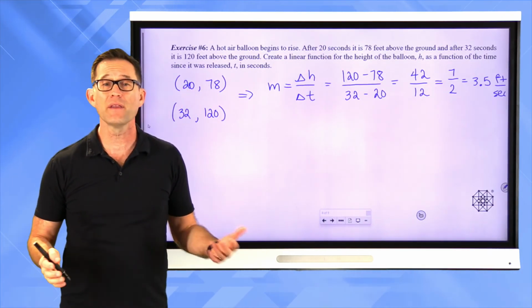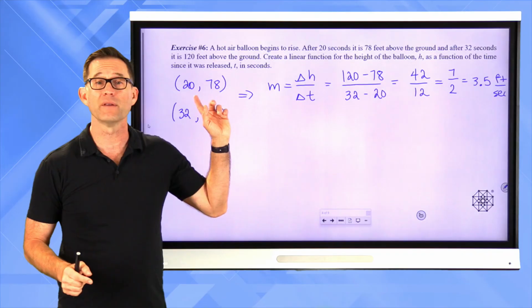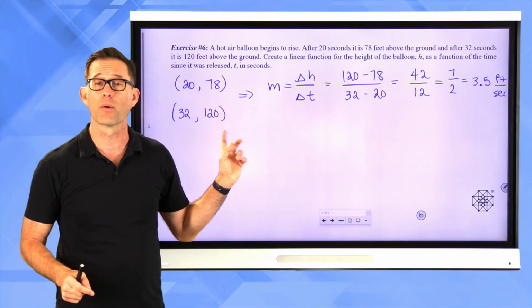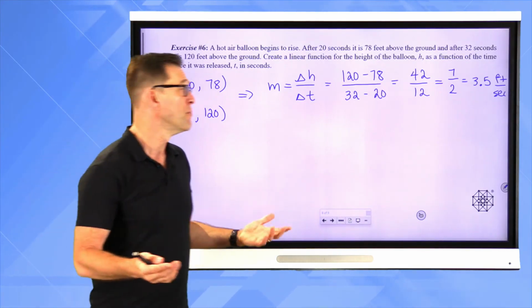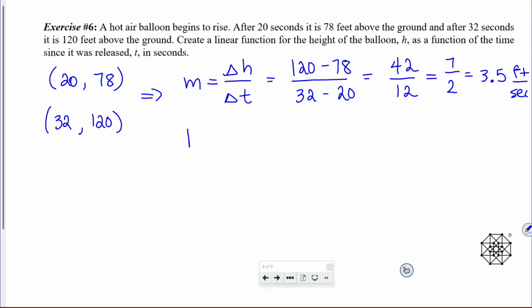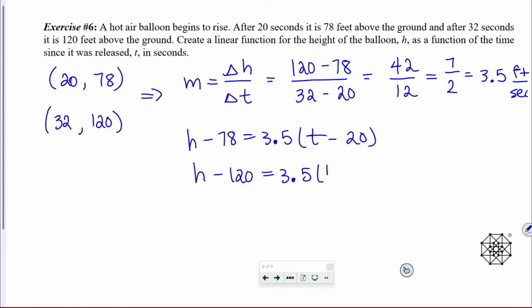Now, how do you want to leave the final answer, right? You could do point slope form using this, point slope form using that. You could also do slope intercept form, etc. But there's many different ways you can leave it. I could do h minus 78 is equal to 3.5 times t minus 20. That would be a good equation. I could do h minus 120 is equal to 3.5 times t minus 32.